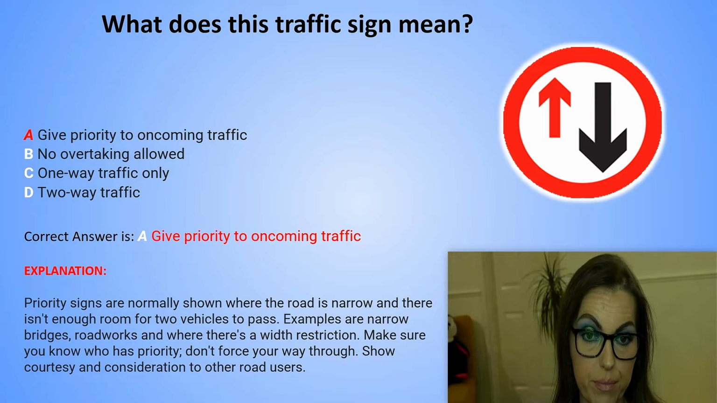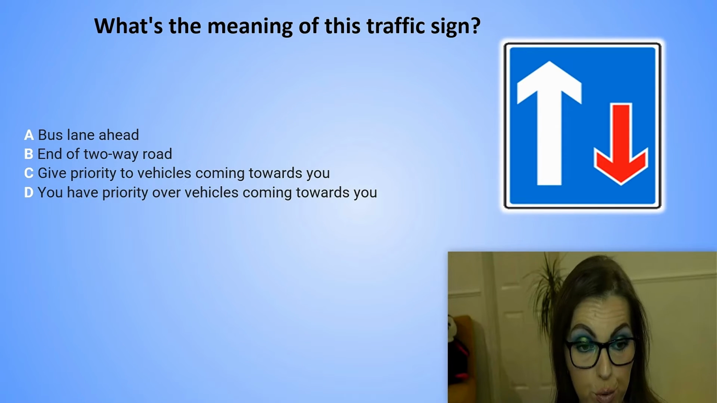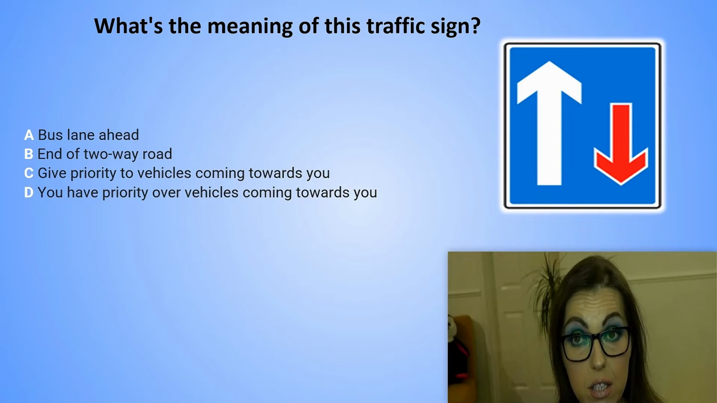Next question. What's the meaning of these traffic signs? A. Bus lane ahead. B. End of two-way road. C. Give priority to vehicles coming towards you. D. You have priority over vehicles coming towards you.